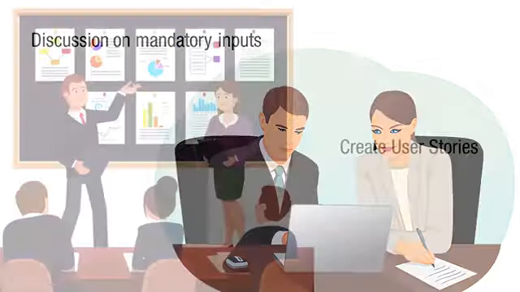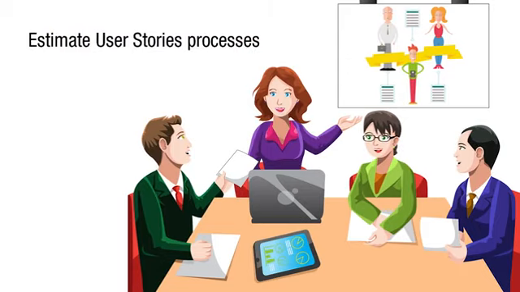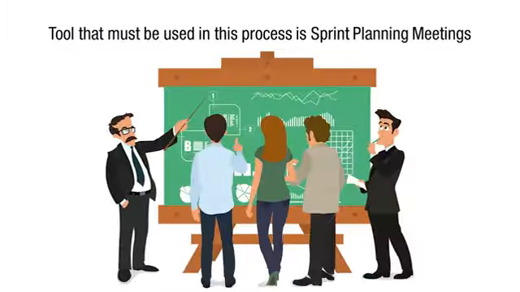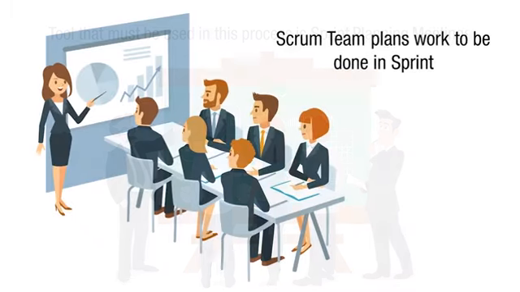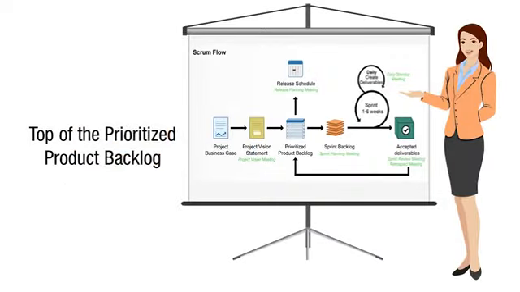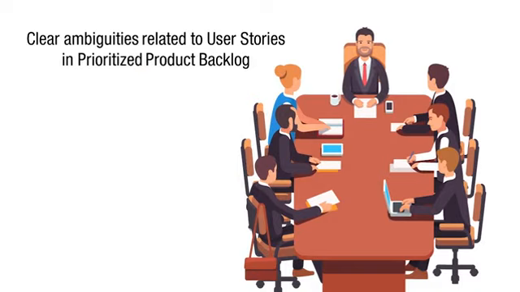Please refer to the discussion on the mandatory inputs of the Create User Stories and Estimate User Stories processes for a better understanding of Scrum Core Team. The tool that must be used mandatorily in this process is sprint planning meetings. In sprint planning meetings, the Scrum team plans the work to be done in the sprint by reviewing the committed user stories at the top of the prioritized product backlog. The product owner is present during this meeting to clear ambiguities related to user stories in the prioritized product backlog.